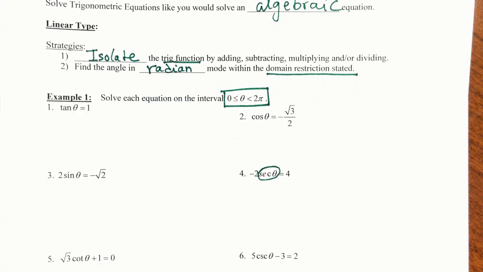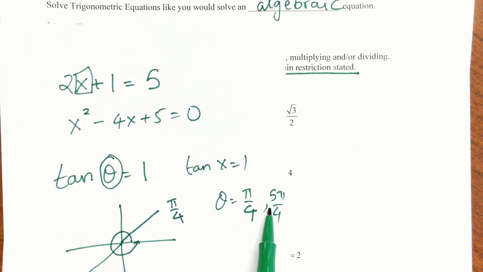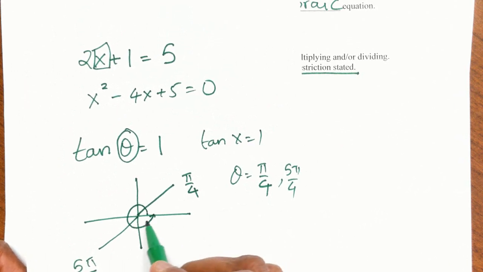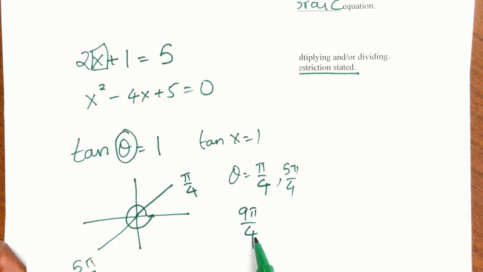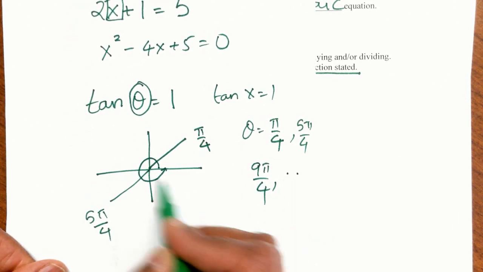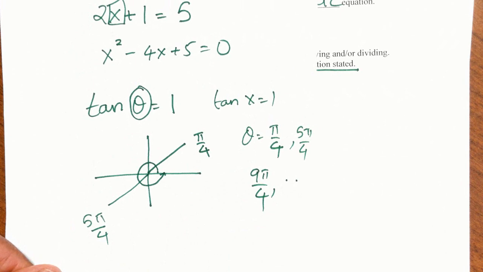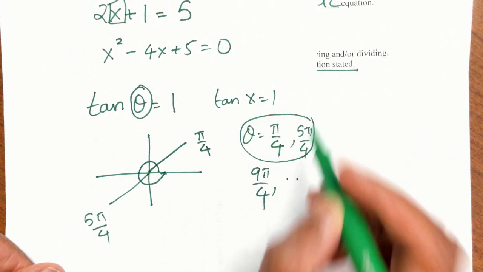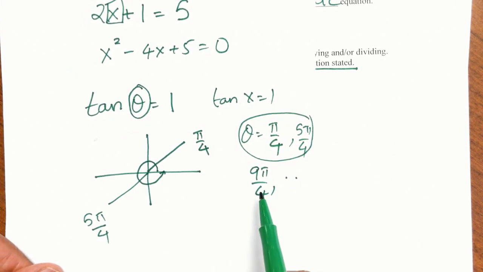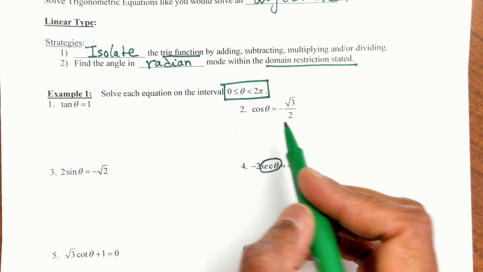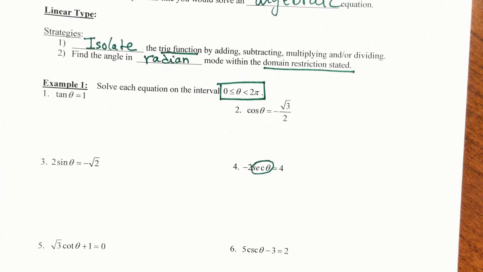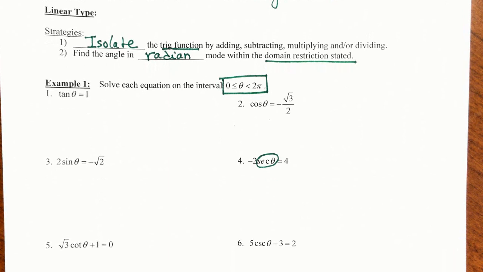If I did not have the domain restriction, my answer would be pi by 4, 5 pi by 4. After 5 pi by 4, my coterminal angle to pi by 4 is also 9 pi by 4, and so it basically goes on, right? Because I can go around the circle as many times as I want. There are many other angles where tan theta is equal to 1. It's not just pi by 4 and 5 pi by 4. I restrict it to pi by 4 and 5 pi by 4 because there is a domain restriction. I'm only looking at one unit circle.